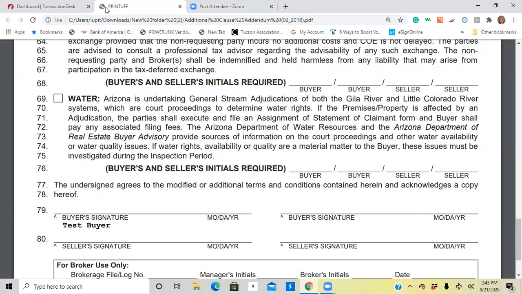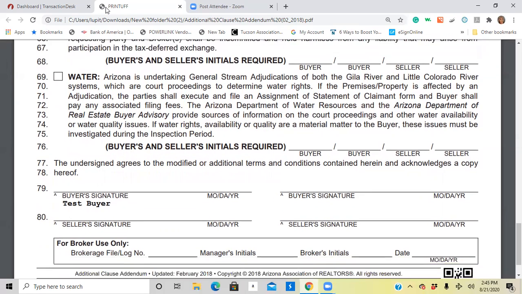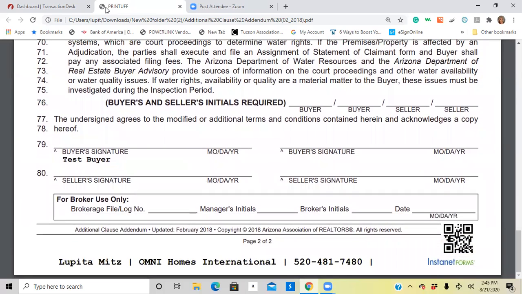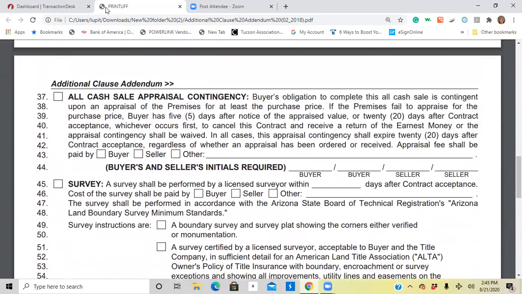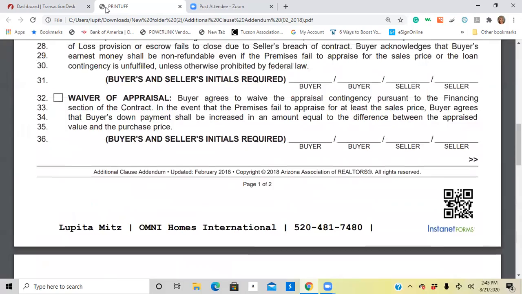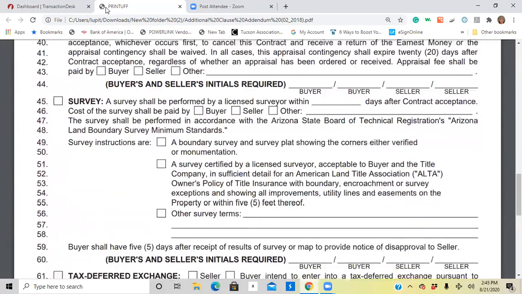If water rights, availability, or quality are a material matter to the buyer, these issues must be investigated during the inspection period. This entire form can be added to your contract, or you can select one of the clauses that applies, cut and paste, and add it under additional terms on your purchase contract.